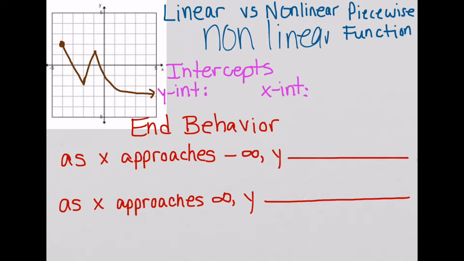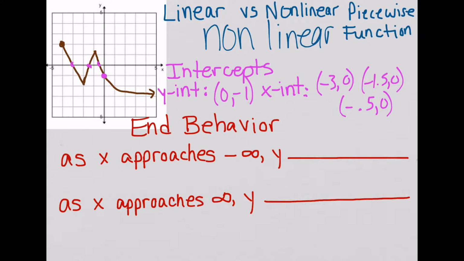And the intercepts, well, it crosses the x-axis right there at negative 3, 0. And also right there at about negative 1.5, 0. And also right there at about negative 0.5, 0. And then our y-intercept is down there on the y-axis. That looks like 0, negative 1. Okay, so those two things should be nice and simple for you.